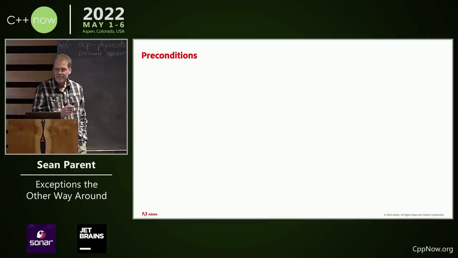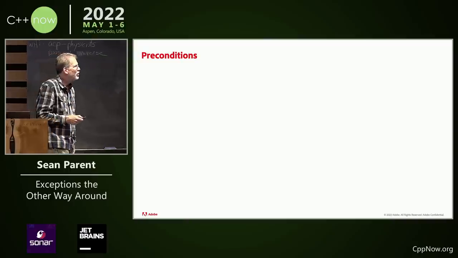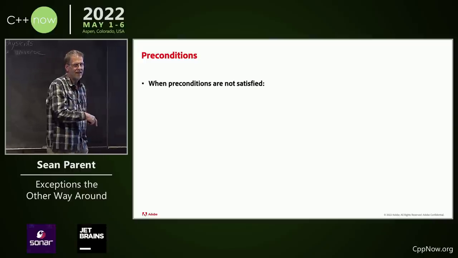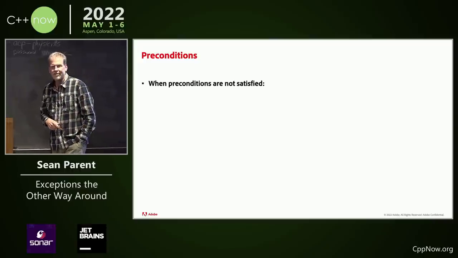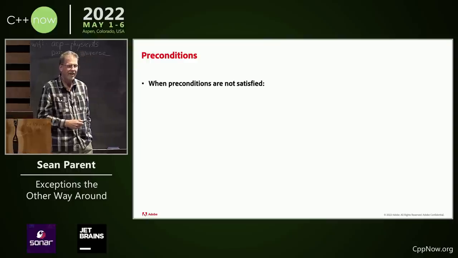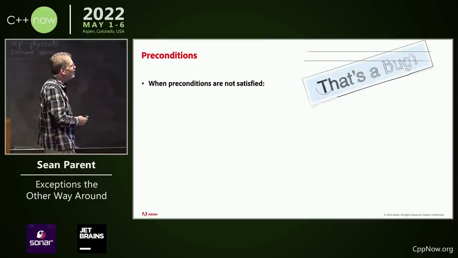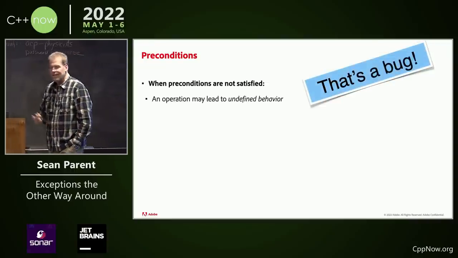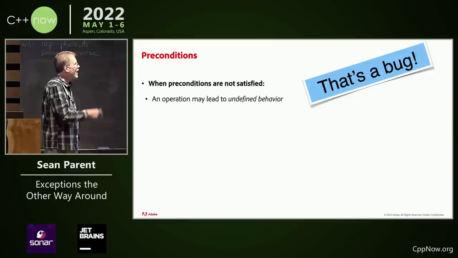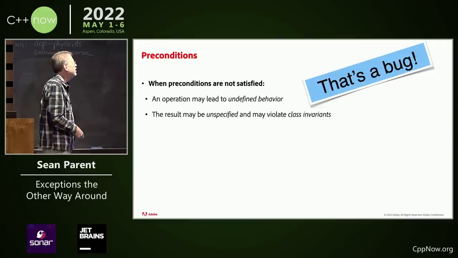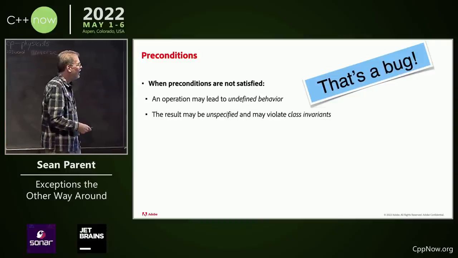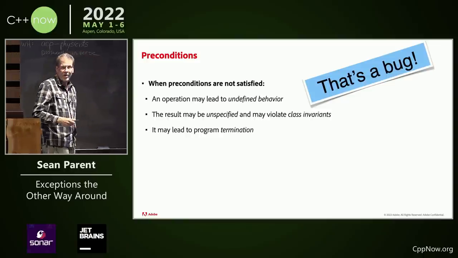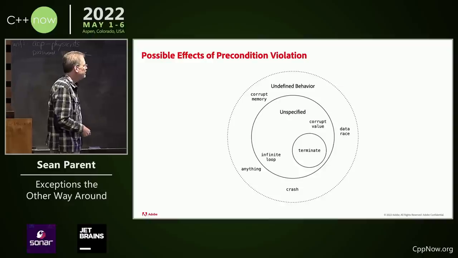So, we have to say one more thing about preconditions. When preconditions are not satisfied, what happens? Anybody? Well, that's a bug. Okay. An operation may lead to undefined behavior. The result may be unspecified and may violate class invariance. It may lead to program termination, right?